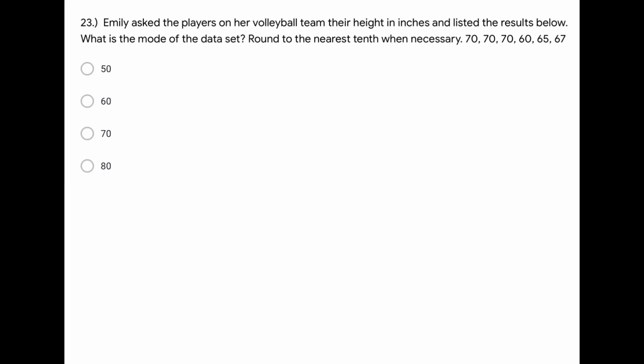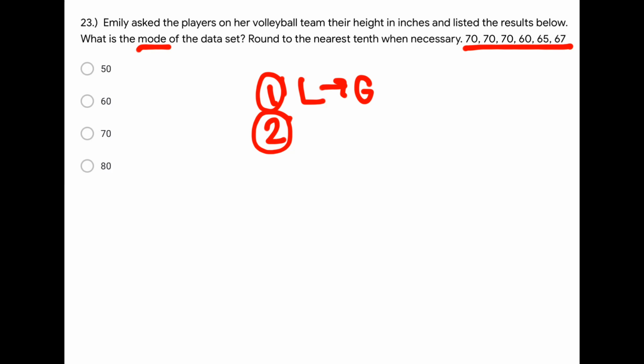Emily asked the players on her volleyball team their height in inches and listed the results below. Same thing. Here's our results. We are now finding the mode of the data set. So 1, we are ordering from least to greatest. And 2, we are finding the mode.